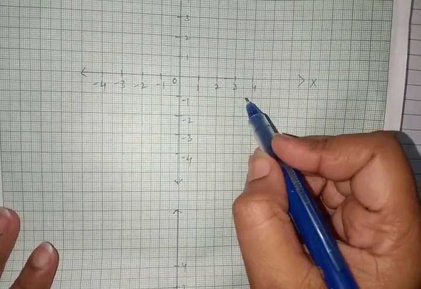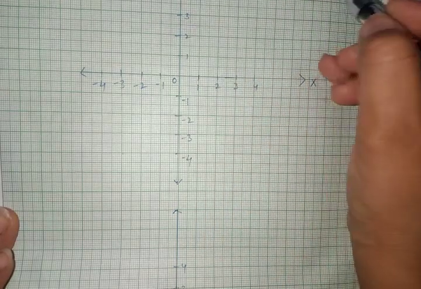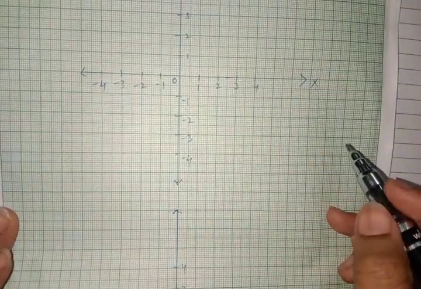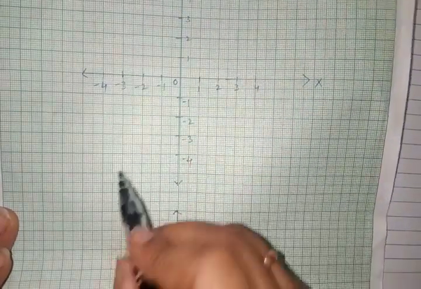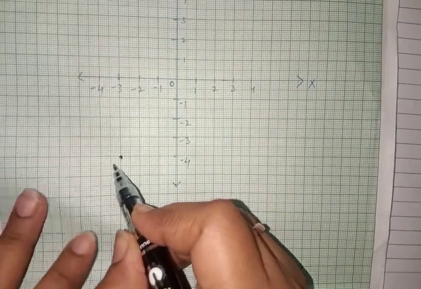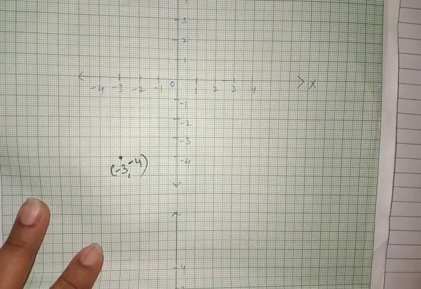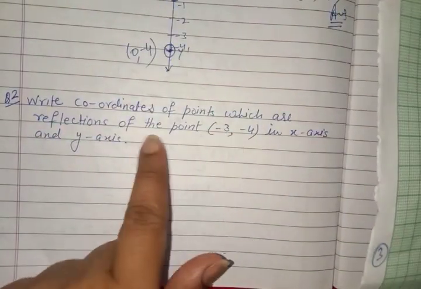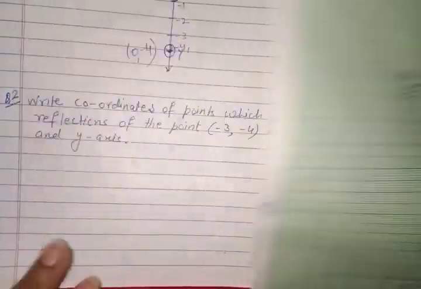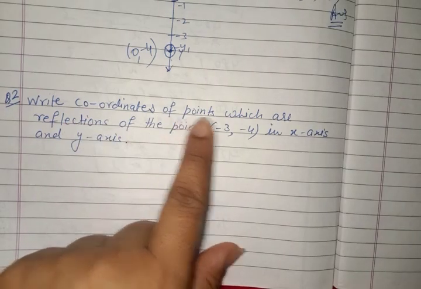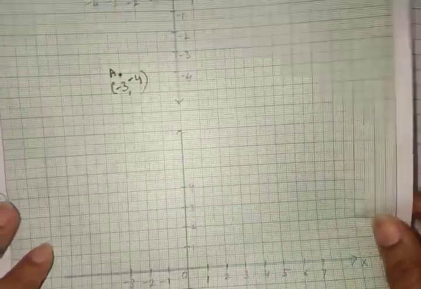So just plot minus 3. Minus 3 is on the x-axis. We need to plot minus 3, minus 4: minus 3 of x and minus 4 of y. This is our point. This coordinate we need to draw, and the coordinate name is not given, so it is better to give a name on your own. A it is. Now the question says write coordinates of points which are reflections of this in x-axis and y-axis.